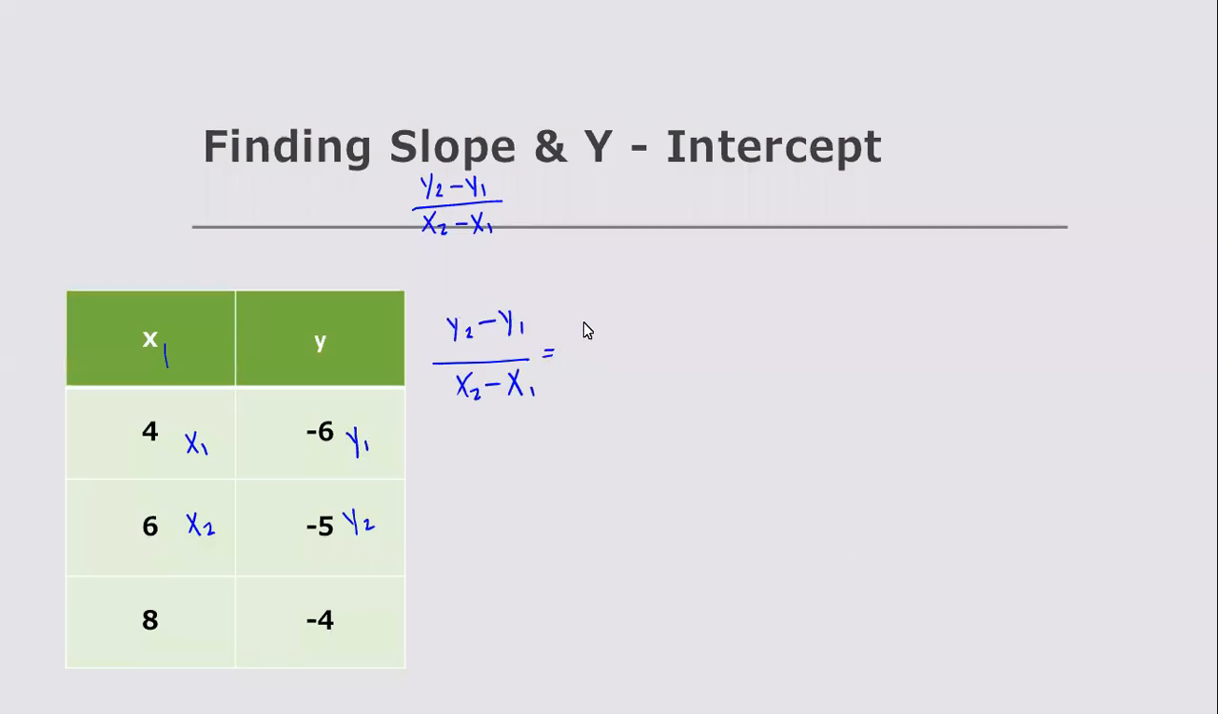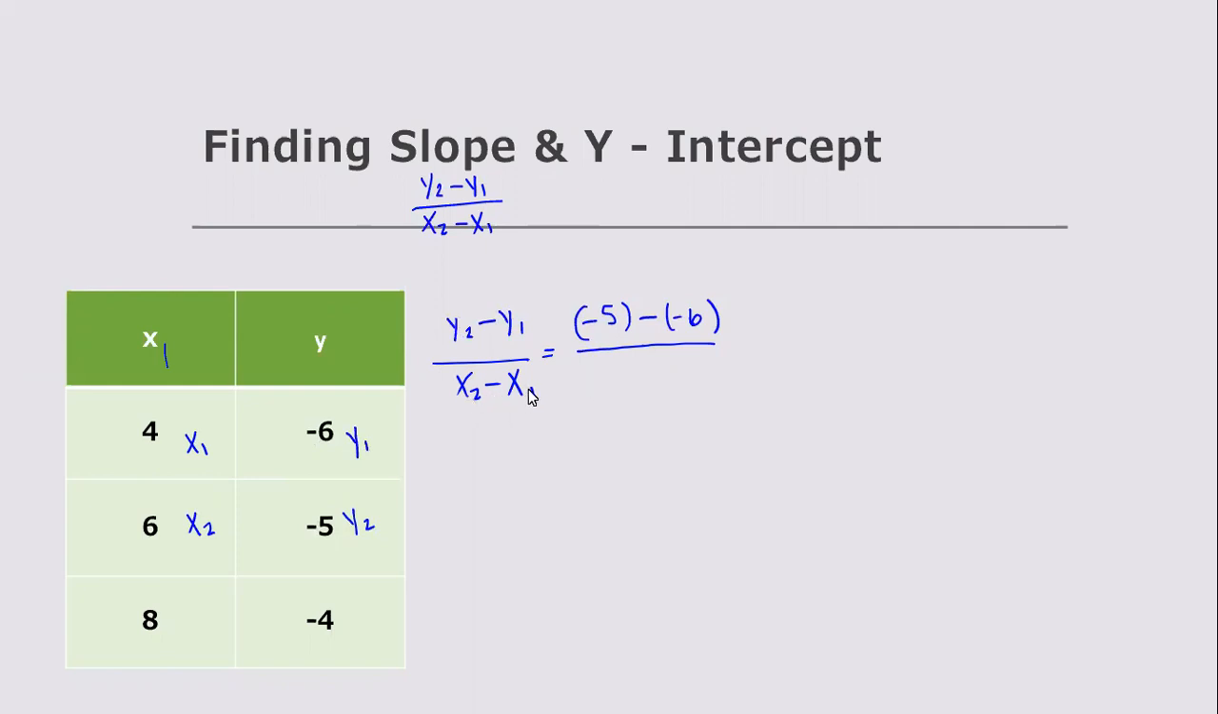I'm going to put -5 in for y2. So y2 is -5, so I'm going to put y2 here, -5 there. Minus y1. Well, what did I label y1? -6. So I'm going to put -6 here. So I have y2, -5, minus y1, -6. This is just telling me my change in my y values.